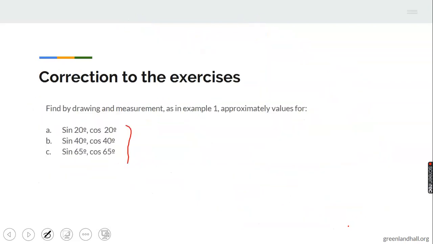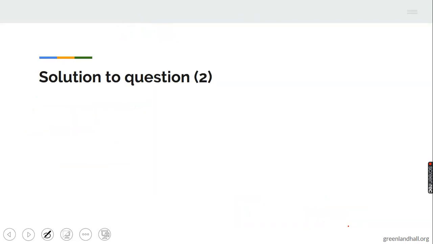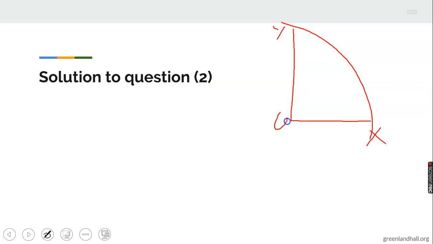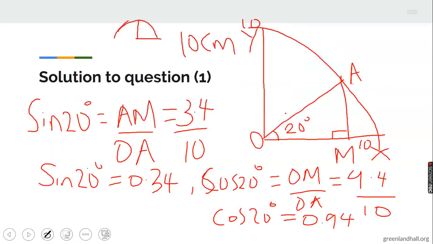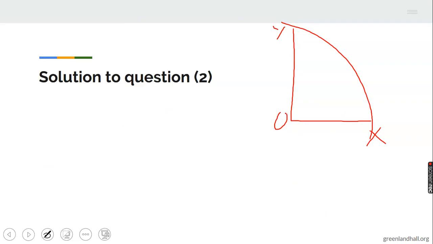Now, the second question is on sine 40, cos 40. So the same thing also applies. Draw a quadrant, you label this X, you label this Y, then you label this. To differentiate it, I will still use O as well. So just use a protractor and measure angle, is it 40 now? Okay, measure angle 40. So let's say it's like this. This is 40. Oh, it's not 400 though.